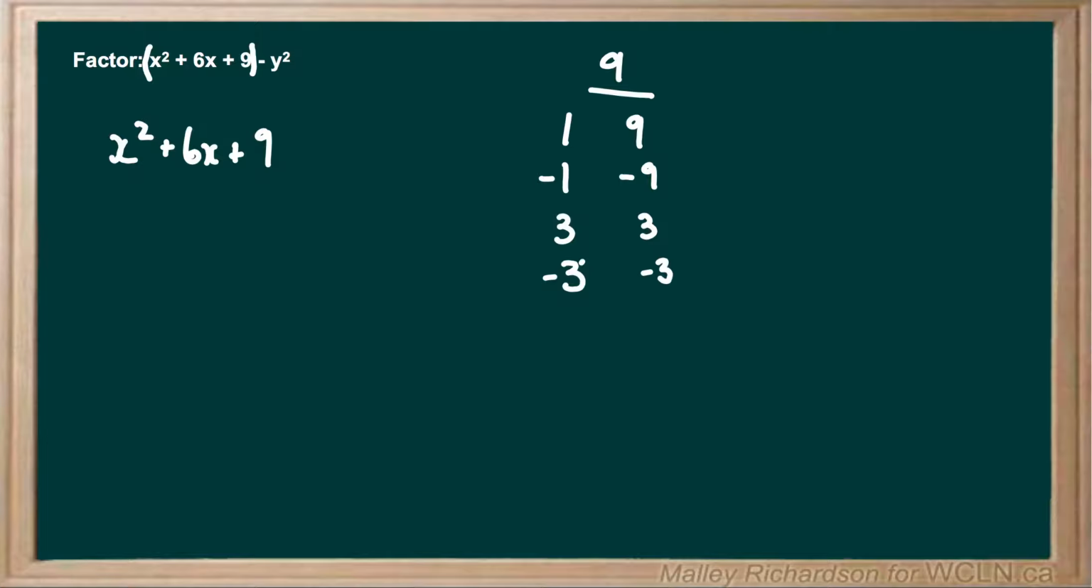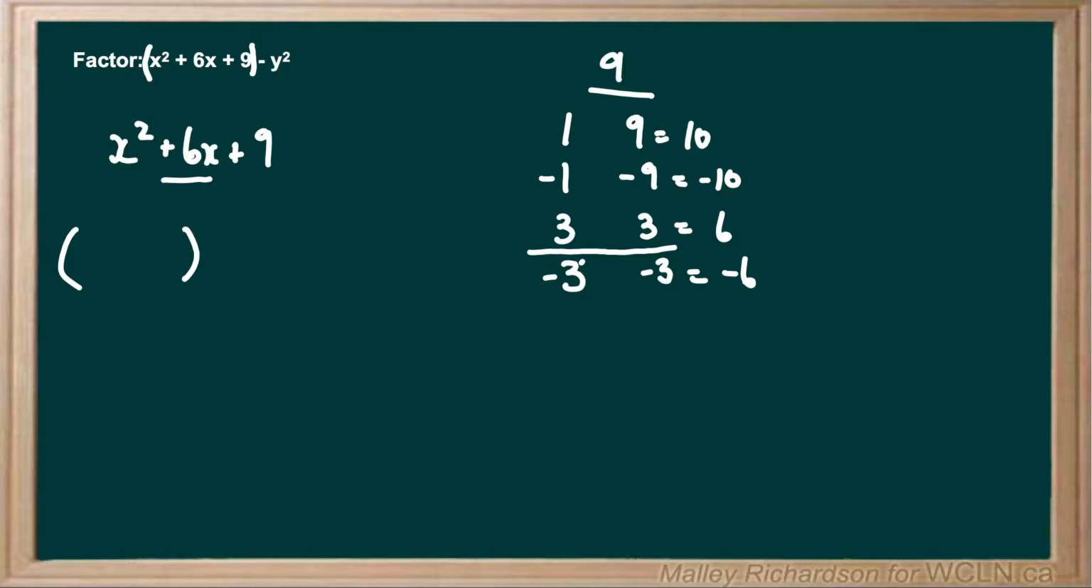But now we have to see which of these factors add together to give us our middle term of positive 6. 1 plus 9 gives us 10. Negative 1 plus negative 9 gives us negative 10. 3 plus 3 gives us 6. And then negative 3 plus negative 3 leaves us with negative 6. Our middle term is positive 6, so that means we're going to use the factors of both positive 3 and positive 3. So now that we have our factors, let's write out our brackets.